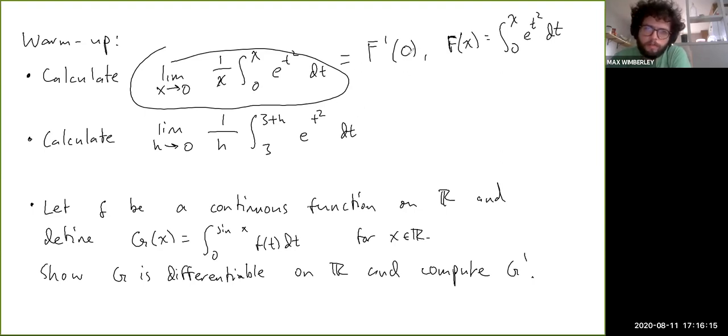So by the second fundamental theorem, this equals just the value of the function inside at 0, right? So this is e to the 0 squared, which is 1. All right. So that's the first one. And then this one is similar, right? This is f prime of 3 if f is the same thing.